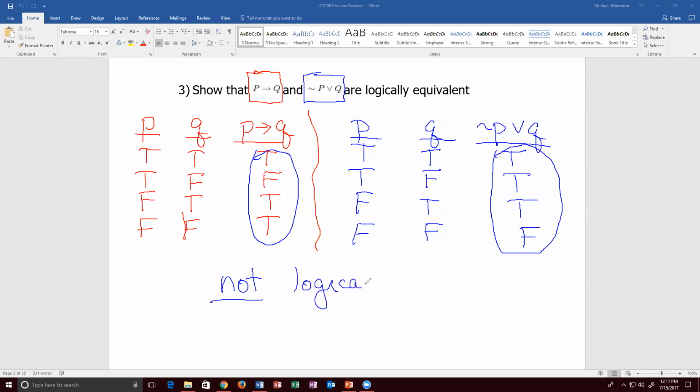So from a final perspective, you may be asked to show or prove or disprove whether it is or is not logically equivalent. If I would have gotten true, false, true, true when I evaluated this, I would have gotten logical equivalence. But in this case, this one is not logically equivalent. That takes care of problem number three.